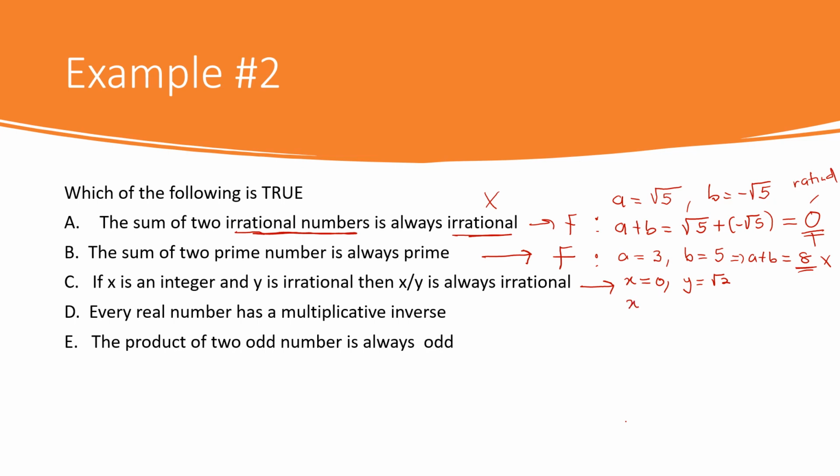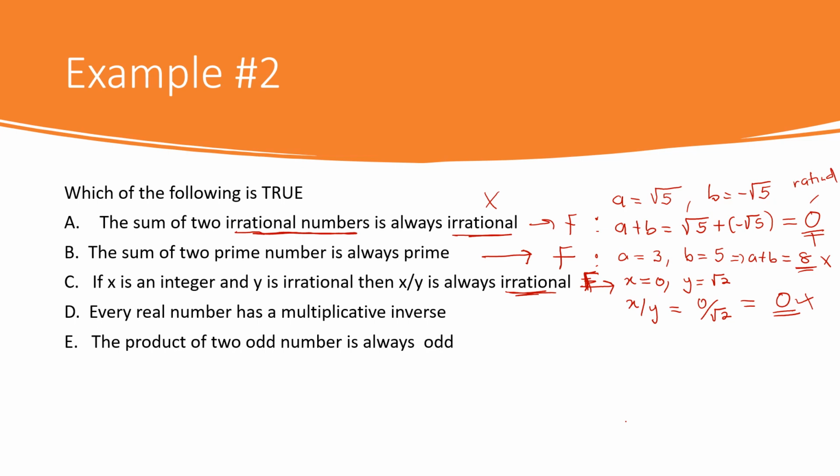So what is x over y? X over y is going to be 0 over root of 2, which is 0, right? But 0 is not irrational. It is rational. Do you get it? So this statement is also false, because we have a counterexample here. You take x to be 0, y to be root 2. The quotient, the ratio, is 0, which is not irrational.